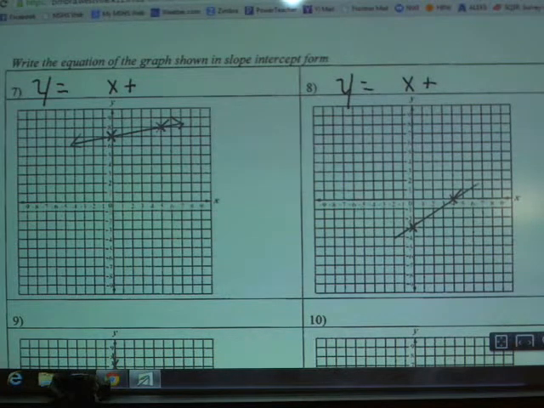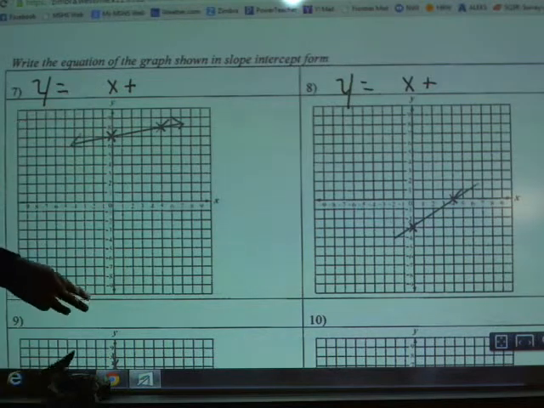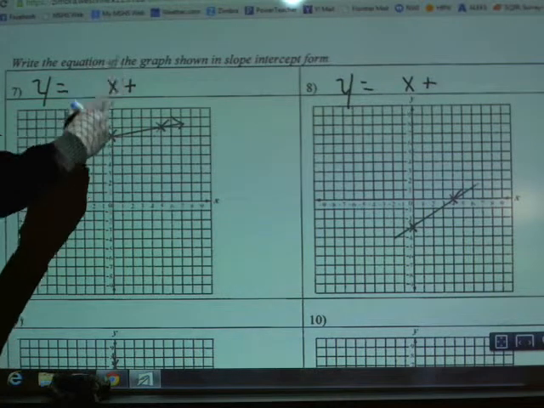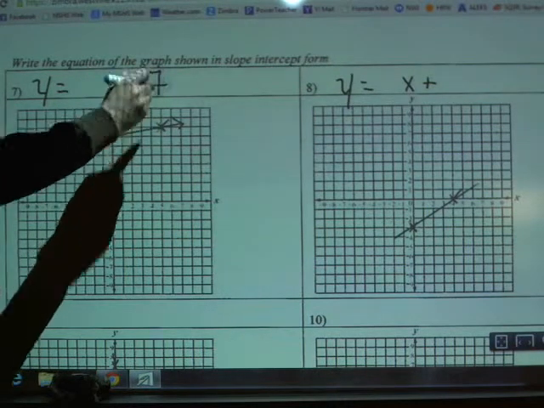So let's start looking at number 7 here. Again, I want to start off and identify where the graph goes over the y-axis. If I look at this one, it goes over the y-axis right here at 7. So the b value here is going to be 7.